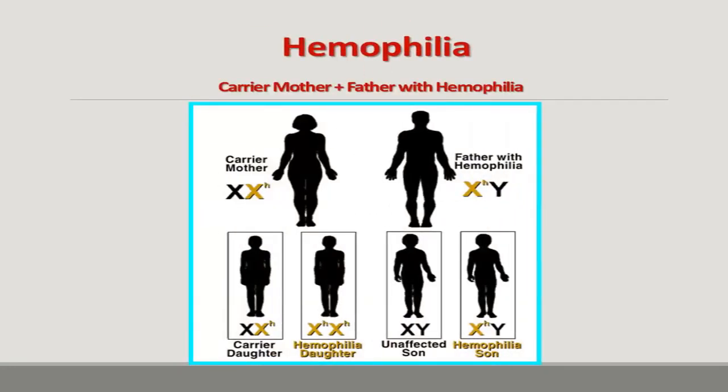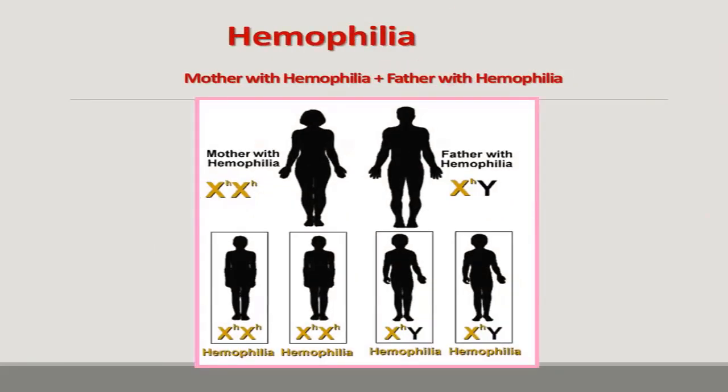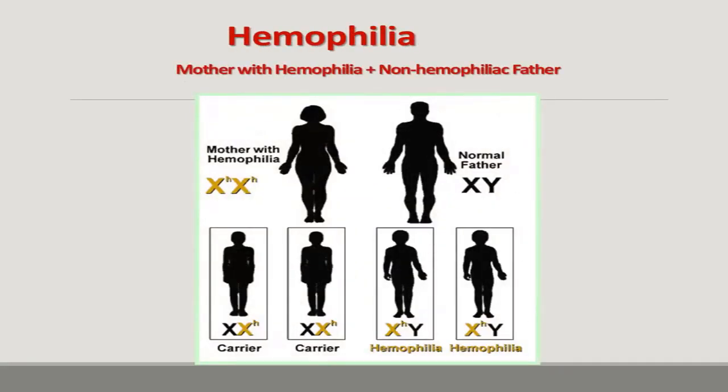If a carrier mother marries a father with hemophilia, then 50% of the girls will be carriers, the other 50% will be affected, and also 50% of the sons will have hemophilia. If mother and father both have hemophilia, then all the children will have hemophilia, both males and females. If the mother has hemophilia but the father is non-hemophilic, then, as we said, all girls are carriers, while all the boys are affected.